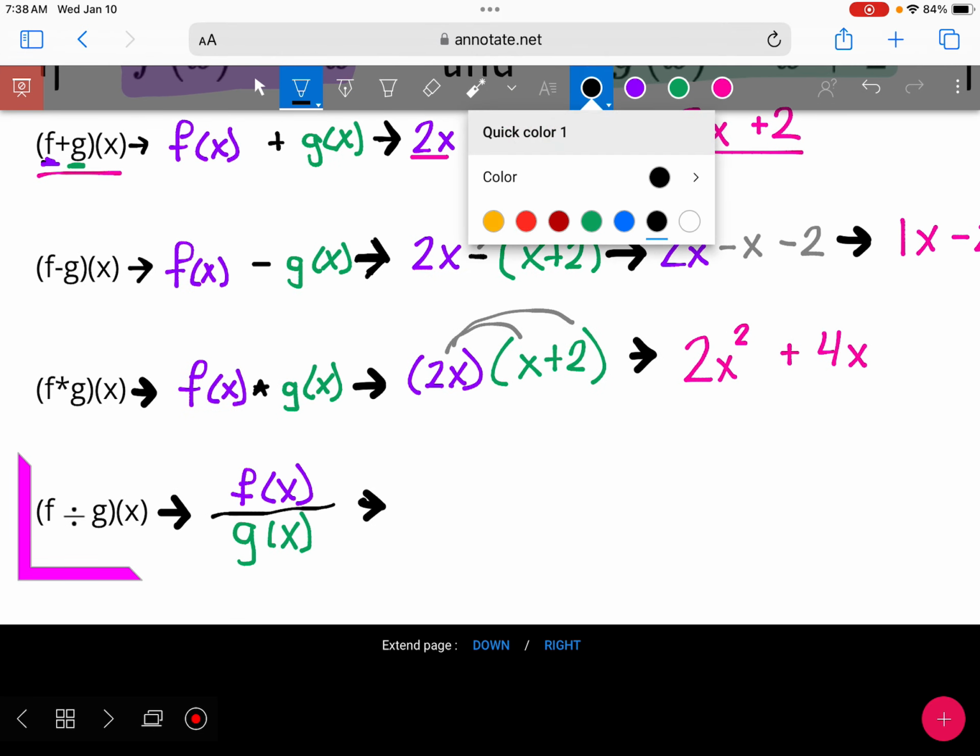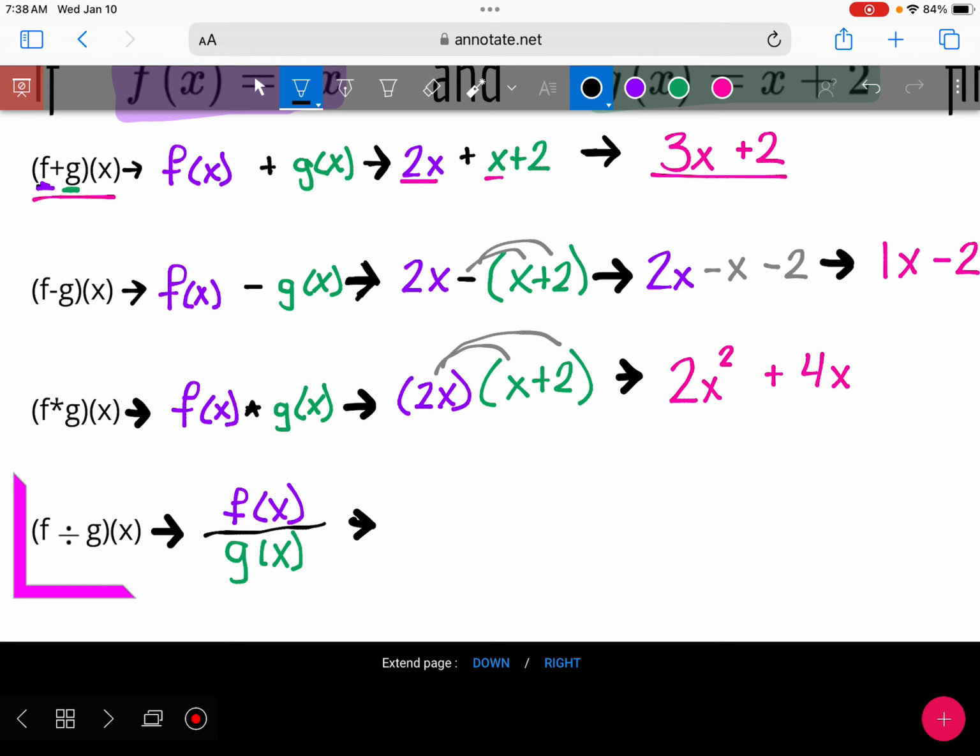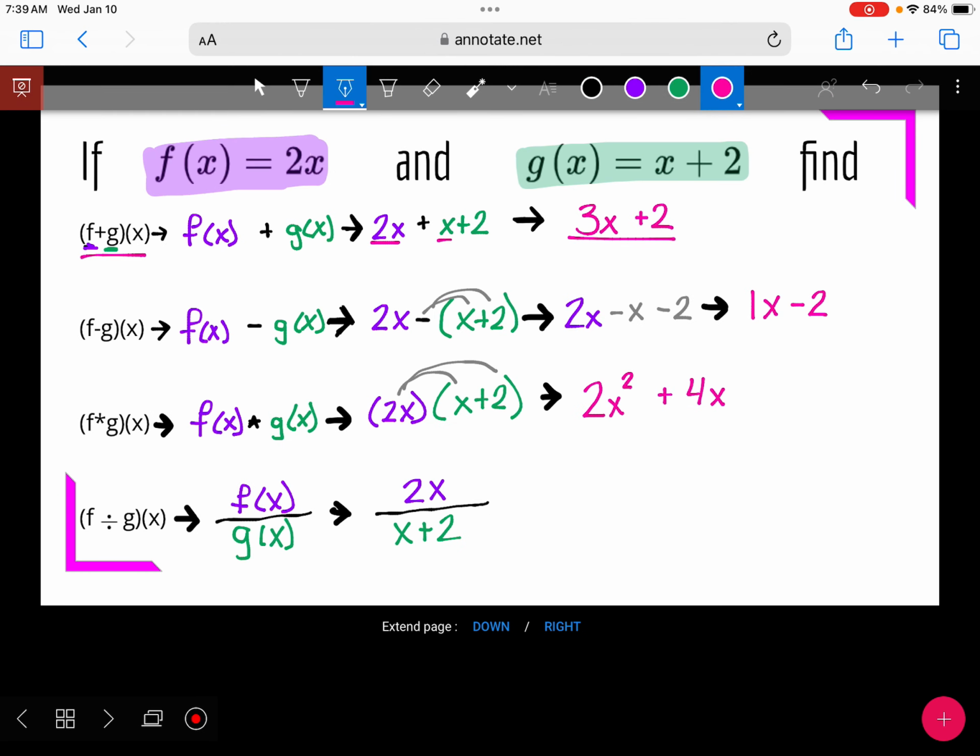So we're going to take our f of x, which is 2x, and we are going to put it over our g of x, x plus 2. And we are going to leave it just like that.